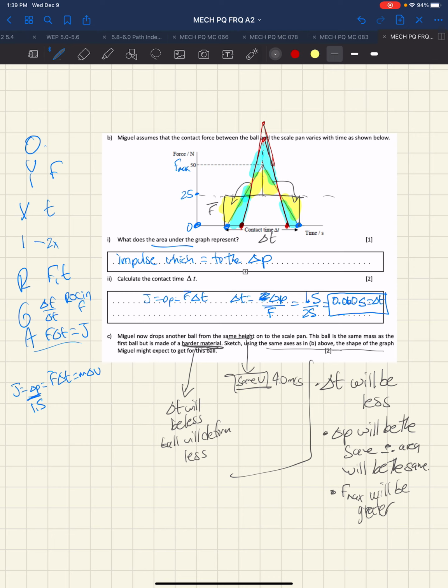What we're showing by drawing this newfound curve like so is that delta t is less. We are showing that F max is more. And we are drawing it in such a way that the areas are equal. I like to also state these things in the space for the answer, what I'm explicitly trying to show, these three things. And that is A2.